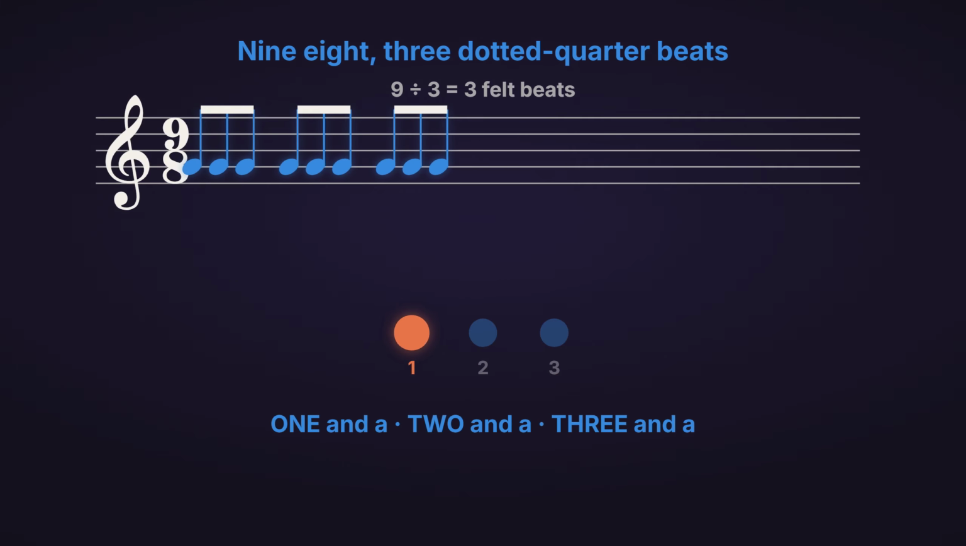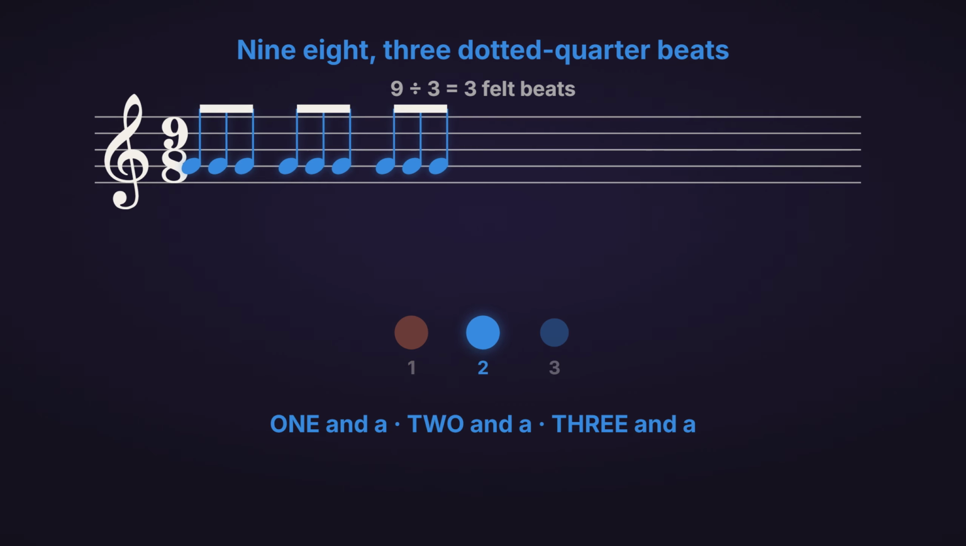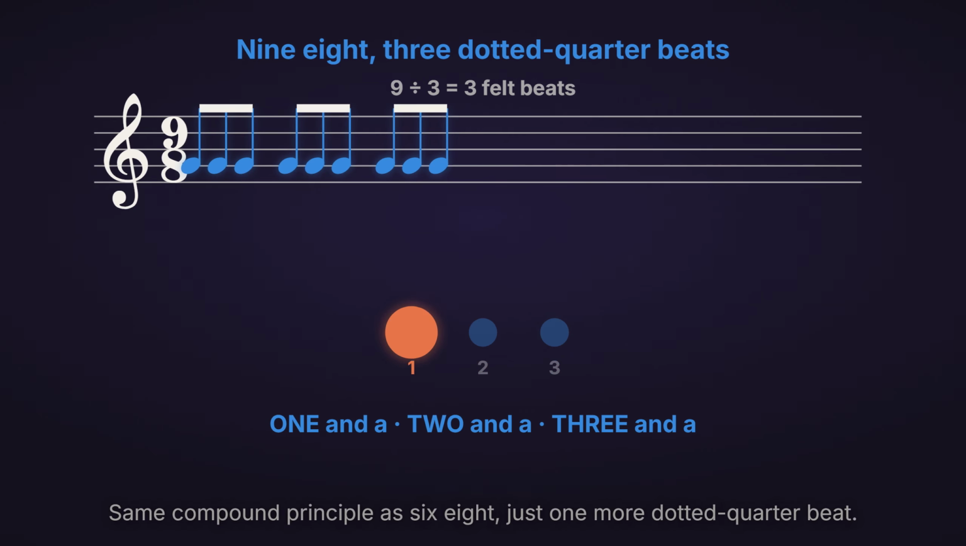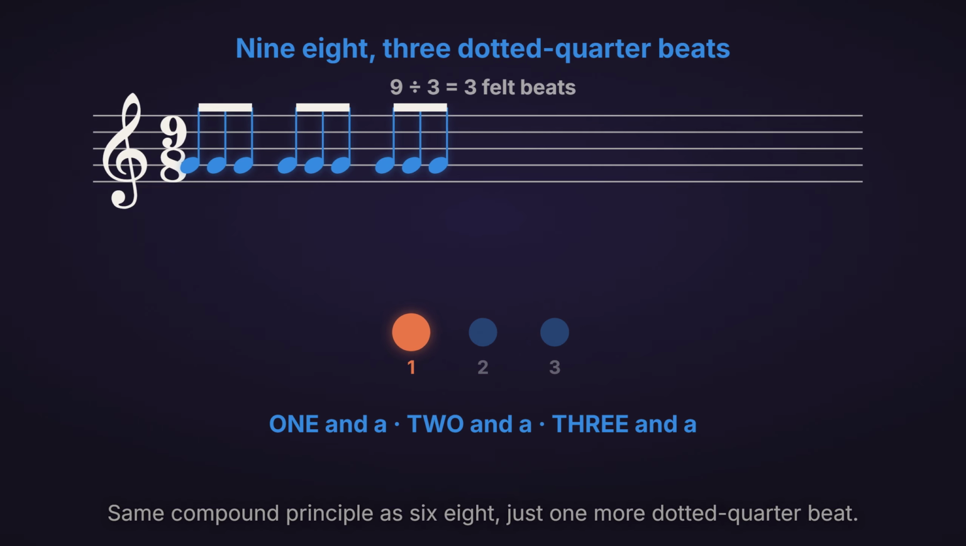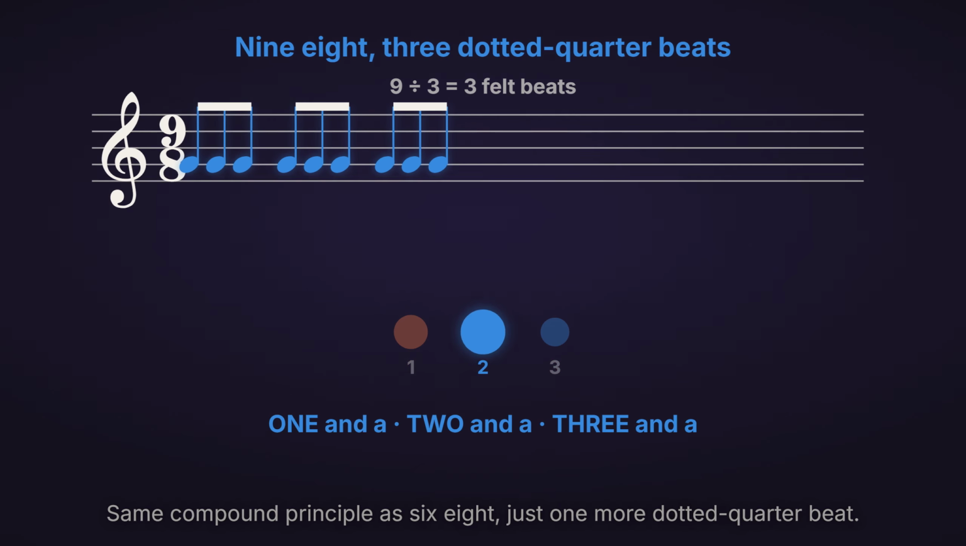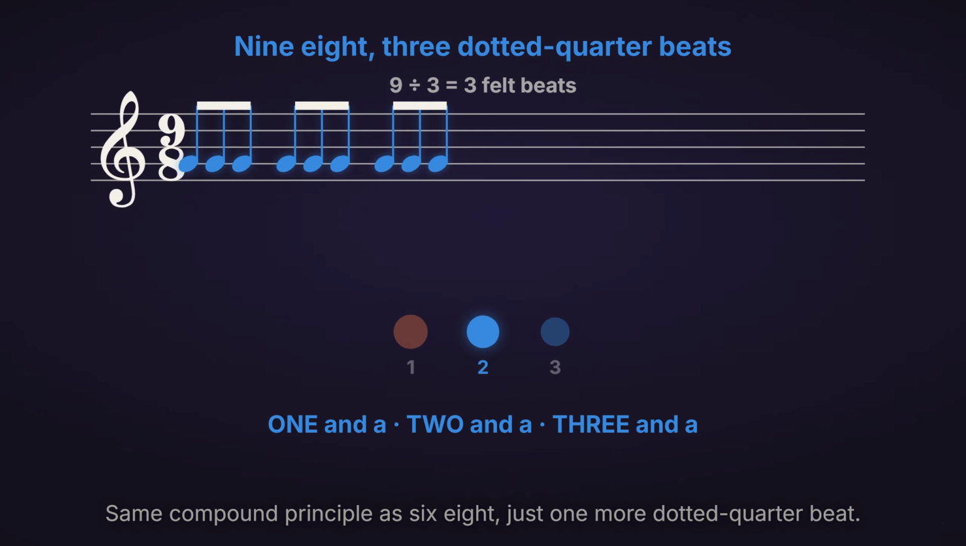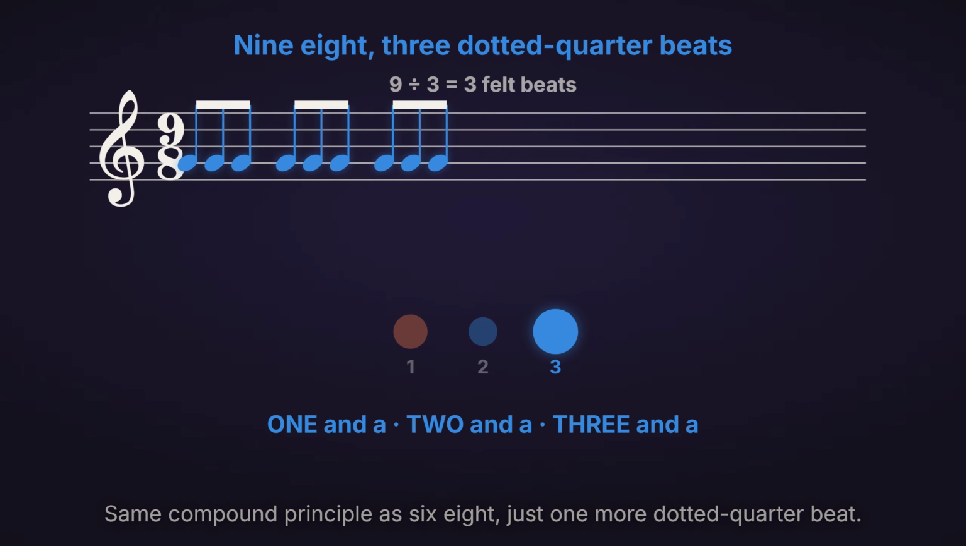You hear 9/8 in slow triple compound pieces and in some folk music where that 3-group lilt is exactly the point. The structure is the same as 6/8, just one extra dotted quarter beat added to the bar. Because 3 felt beats can feel similar to a slow 3/4, 9/8 is sometimes used for pieces that want a waltz-like feeling but with a triplet subdivision built in rather than a straight one.